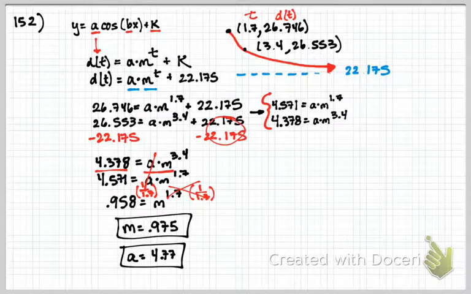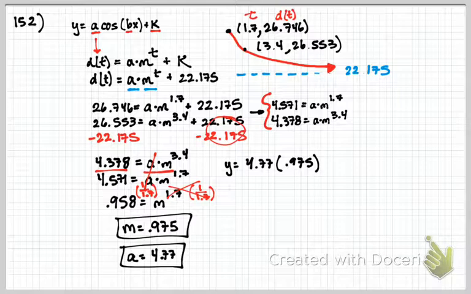All right, guys, keep your answer as specific as you can. You should have got 4.77 for A and 0.975 for M. Let's go ahead and write our final equation now, at least for the exponential. You'll get y equals 4.77 times 0.975, and it helps the more accurate you are, at least with your calculator, to the t plus 22.175.